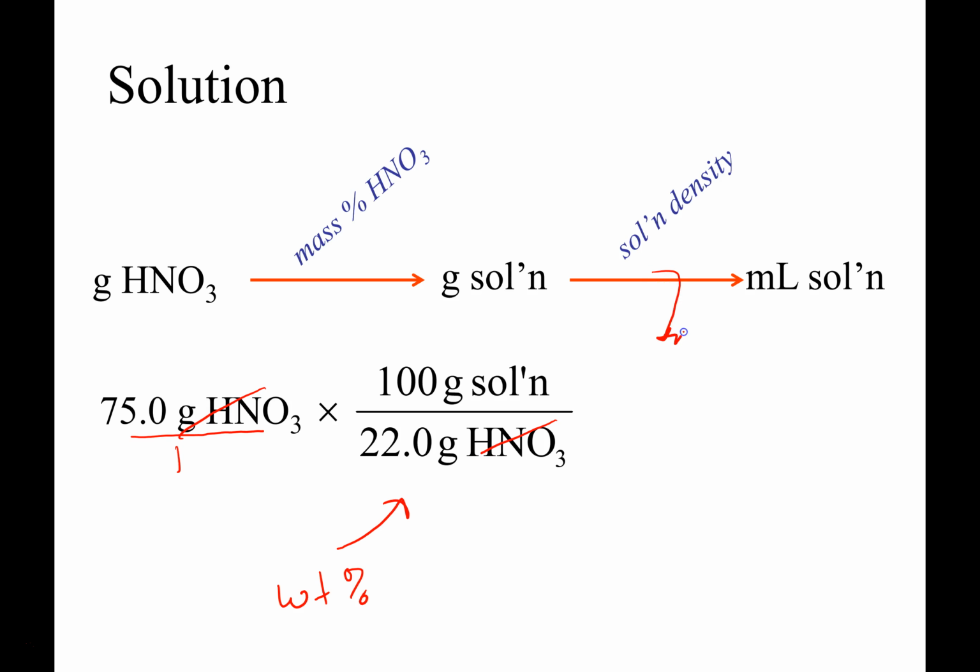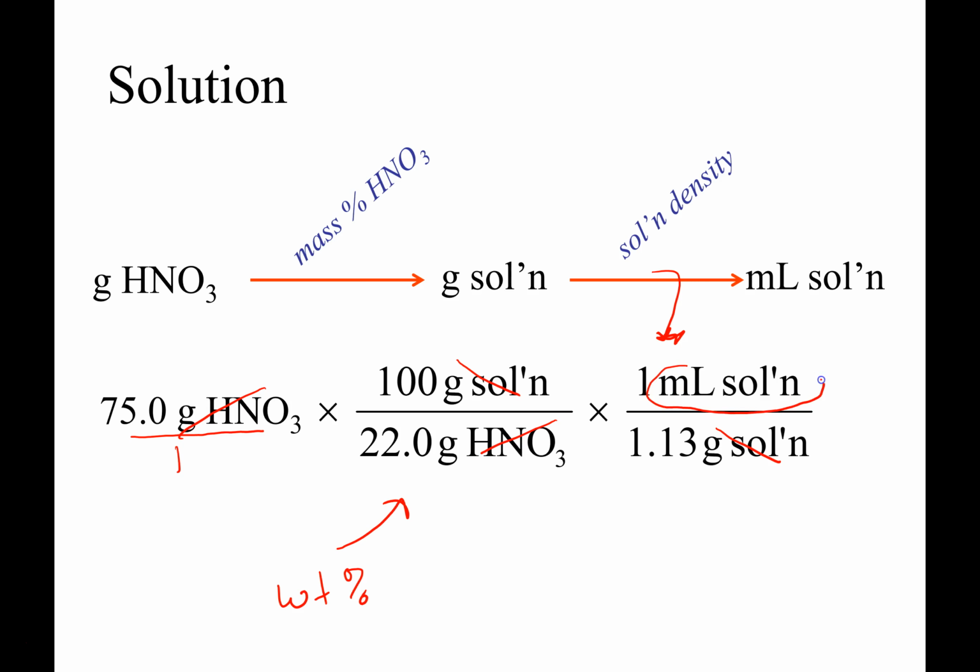Now we're ready to use density to get from grams of solution to milliliters of solution. If I want grams of solution to cancel, what units need to go in the denominator of the next term? Grams of solution. So in this case, it's the flipped version of density again. Grams of solution will cancel if I put 1 milliliter of solution over 1.13 grams of solution. We just focus on the units. Our units are perfect.